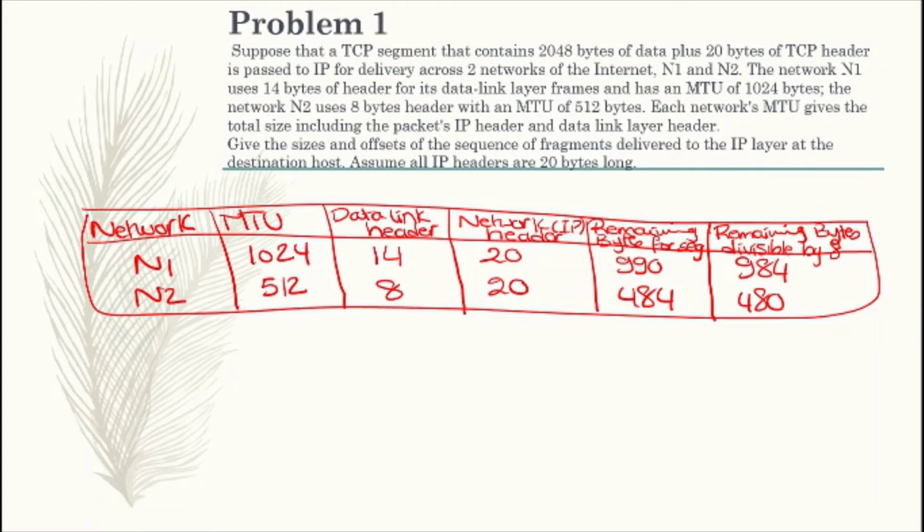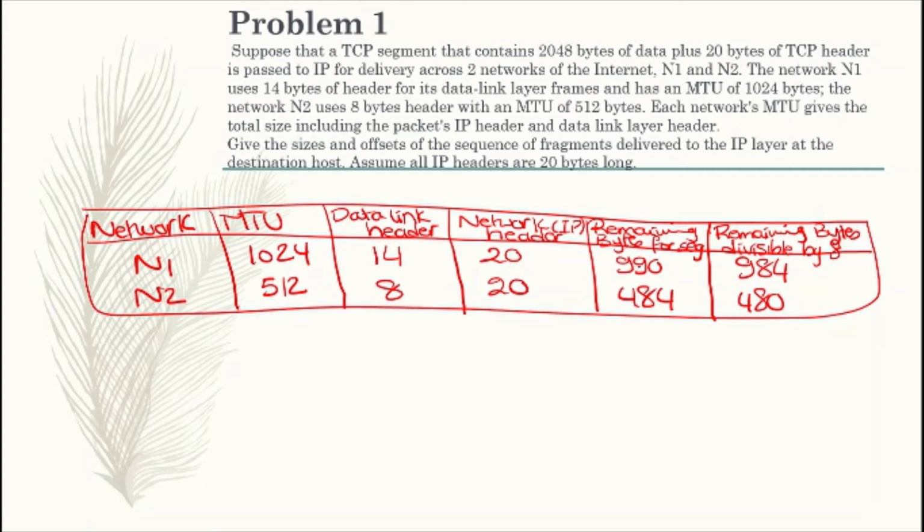Okay, I just redrew the table so it would be more clear. Again, what we did was write the givens in the problem. He said that we have two networks, N1 with a maximum transmission unit of 1024 bytes, and N2 with a maximum transmission unit of 512 bytes. The data link header added in N1 is 14 bytes, and in N2 it is 8 bytes. And finally he said that all IP headers added, whether in N1 or N2, will be 20 bytes long, so they're both 20 bytes.